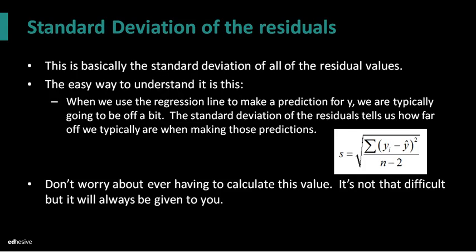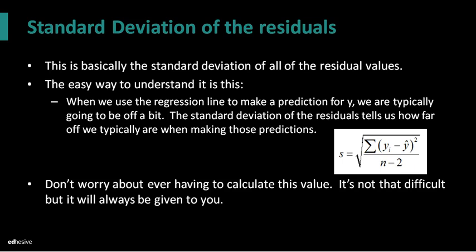All right, let's talk about S, the standard deviation of the residuals. This is basically the standard deviation of all the residual values. So if you think about that, we have all of our residuals, and if we think about how far is a typical residual, right? How far is a typical point from the line? That's kind of what we're doing here, right? When we use the regression line to make a prediction for Y, we are typically going to be off a bit.